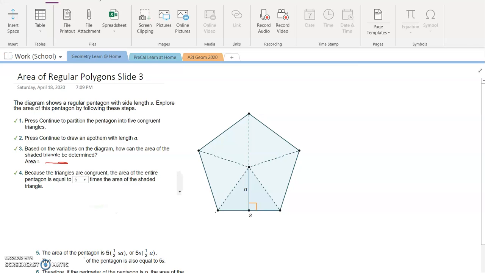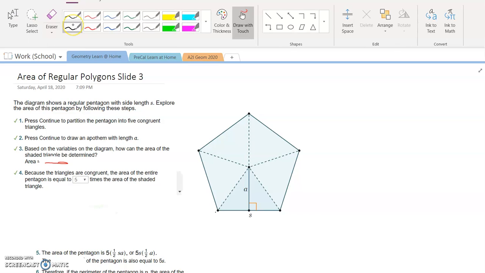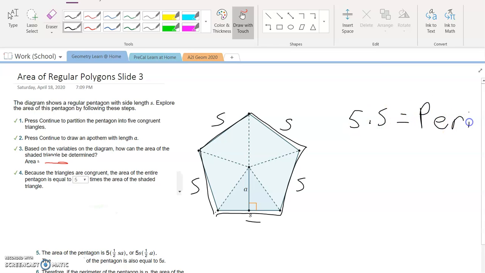Anyways, the area of the polygon is 5 times 1/2 SA. The blank of the pentagon is also equal to 5S. Well, if we take S and we multiply it by 5, then we should end up with the total length around the outside of the pentagon. So 1, 2, 3, 4, 5. We end up with equals the perimeter. So the perimeter, P, is what we get for this one, perimeter.